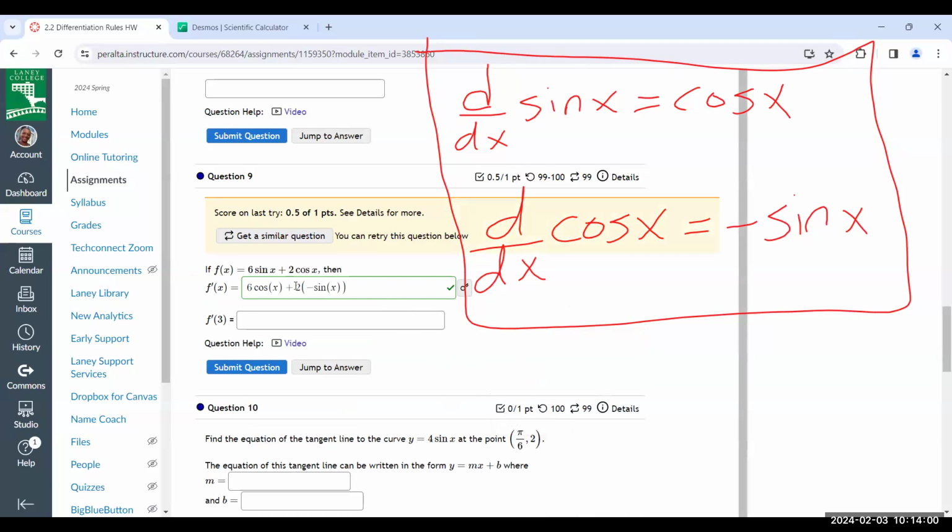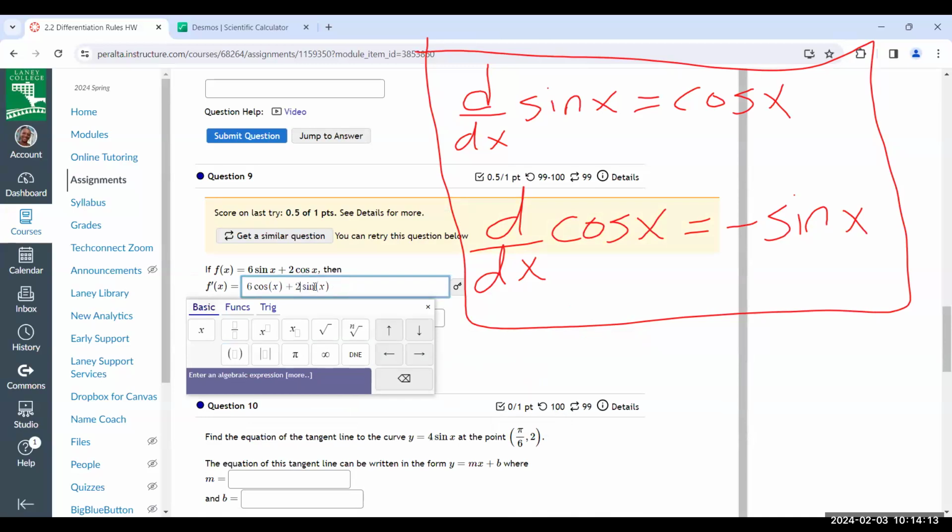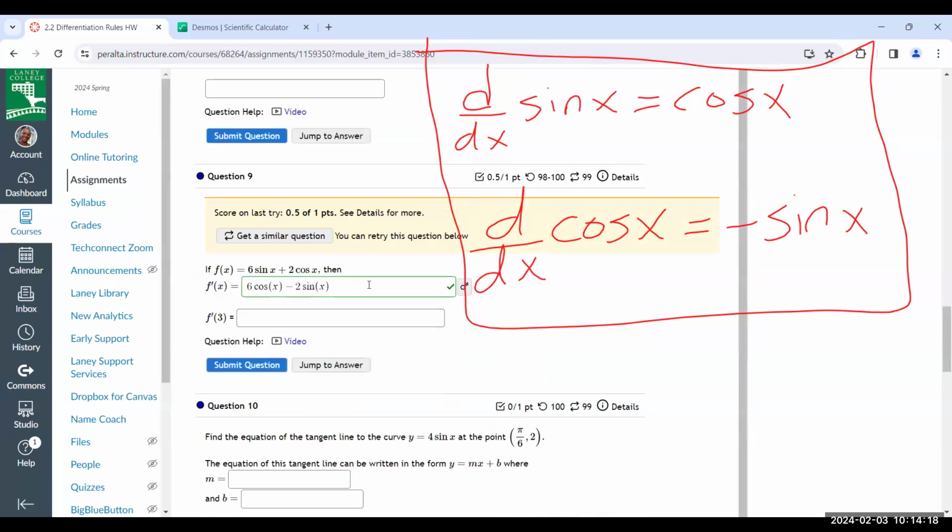It is more common. So if you see 2 times negative sine of x, that is the same thing as negative 2 sine of x. So I should say that it would be more common to write your answer like this: minus 2 sine of x, like that. That's more common.